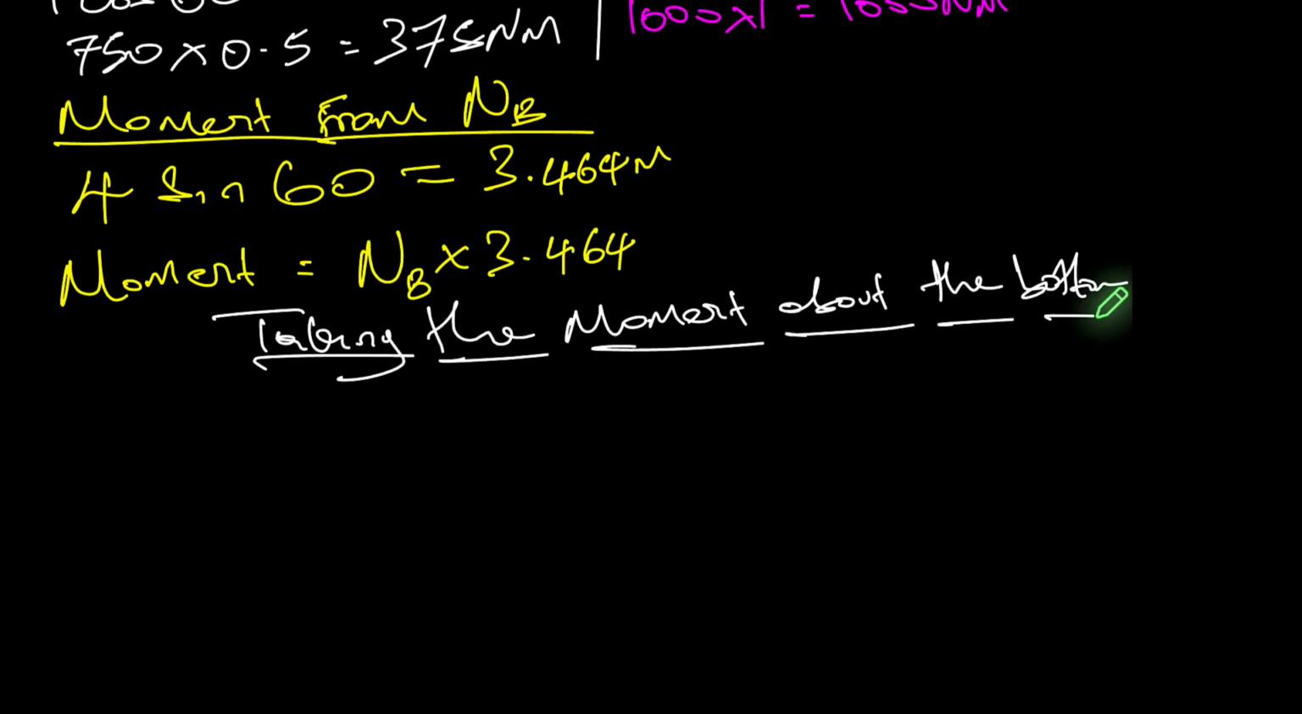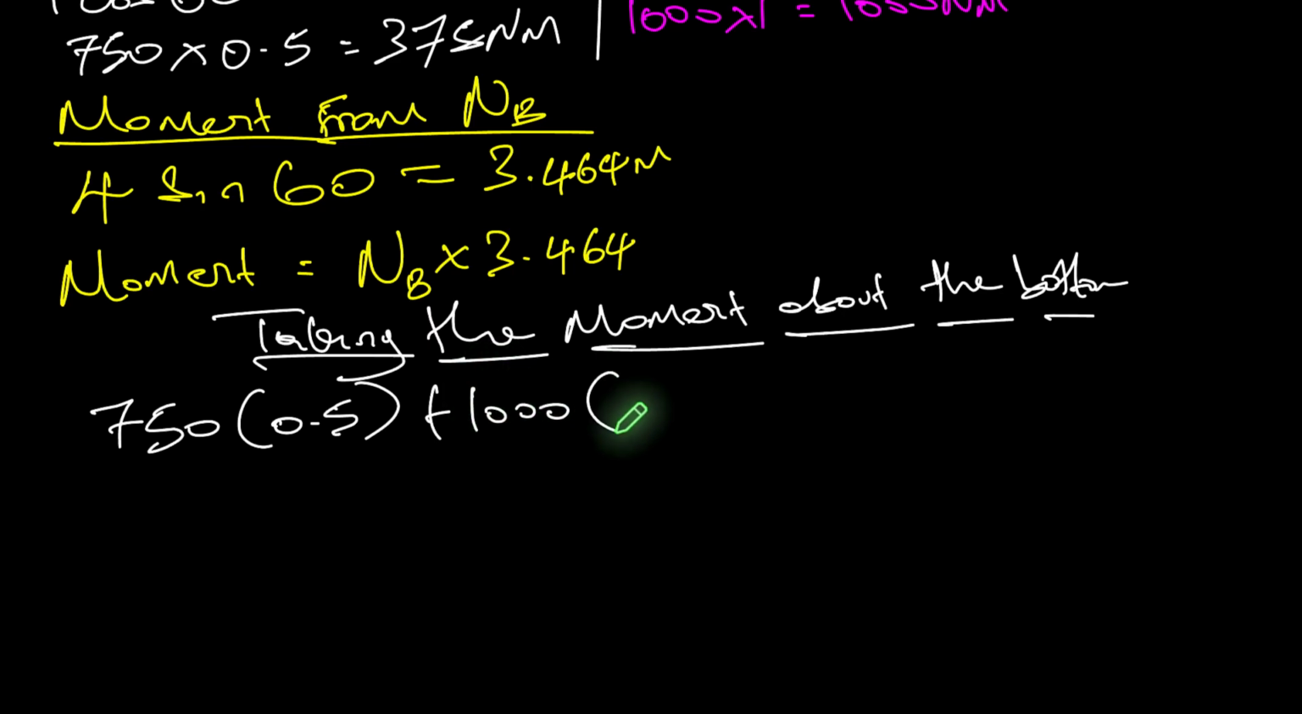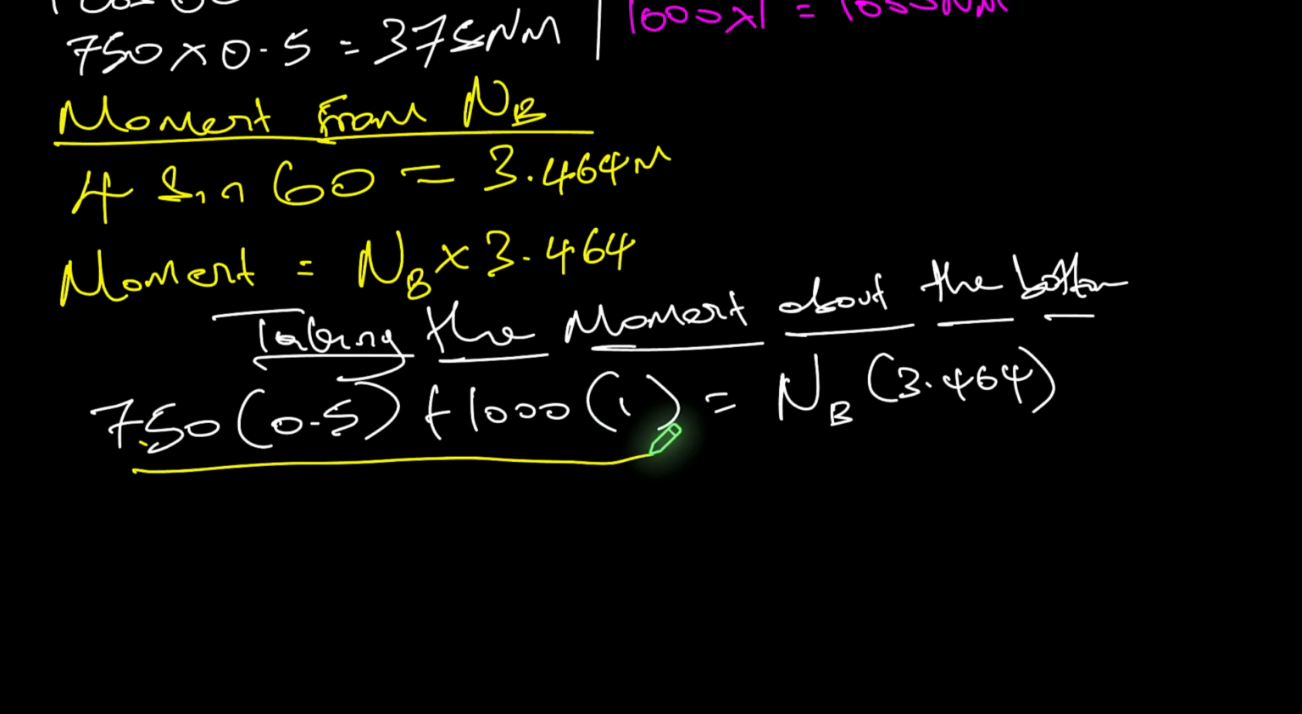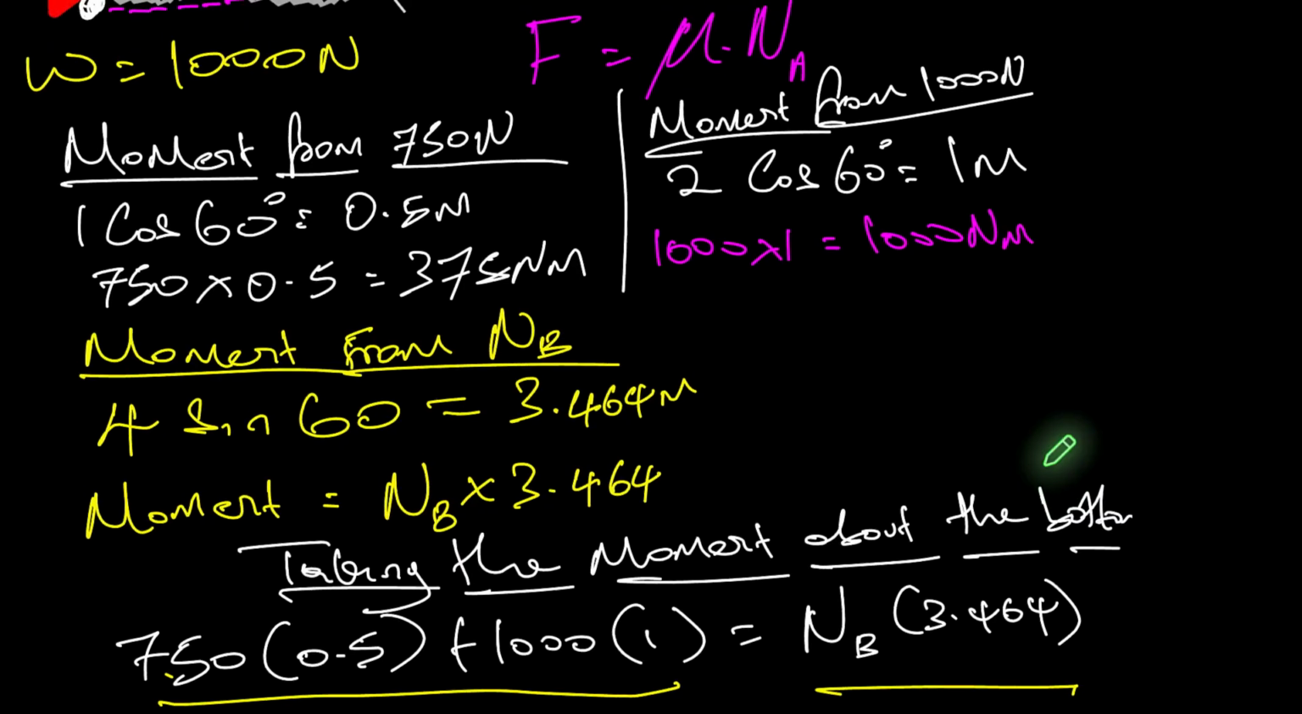So this would be our first bit, which was the 750 times 0.5. That would be rotating in one direction. And then we have this 1000 times 1, which is rotating in the same direction. And then we have NB times 3.464, which is rotating in a different direction. I will go back to the diagram now just so that you understand why we have these two on one side and this here on one side. So let me go back to the diagram just to show you that bit.